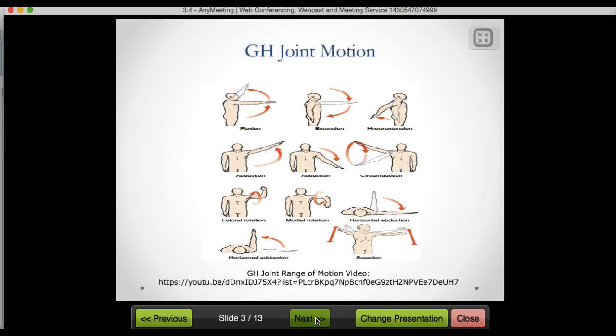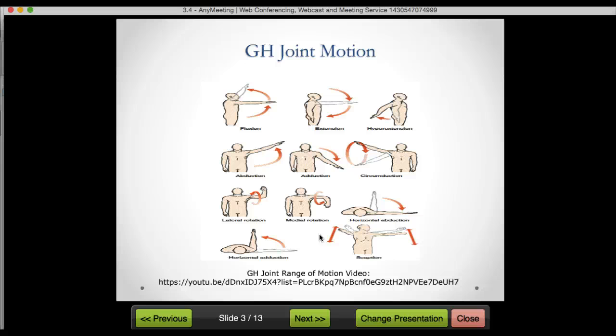So we have GH joint motion. Again, remember, GH stands for glenohumeral. That is the technical term we will start to use rather than just the shoulder. We have flexion, extension, hyperextension, abduction, adduction, circumduction. Some people call it lateral rotation, but most people will call it external rotation. And medial rotation, meaning towards the midline, is more commonly called internal rotation. There's horizontal abduction, horizontal adduction, and scaption, which is a whole separate deal.